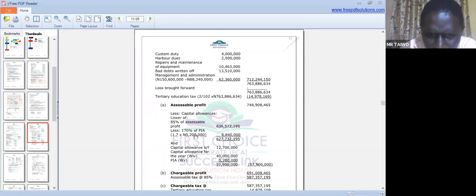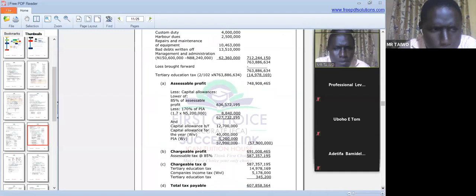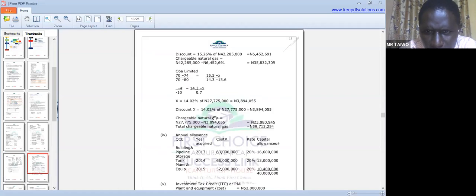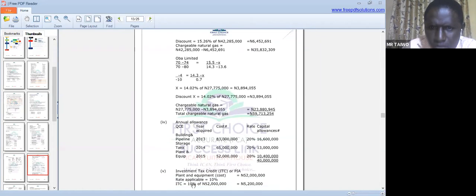That's when you now say, look at the 10%. What's the cost? 52 million. 10% of 52 million, how much is that? 5,200,000. You can see, that is the only one you can put petroleum investment allowance on. 5.2 million. If you now add the 5.2 million plus the annual allowance, that will give you 45,200,000. That will now be added to the capital allowance going forward.